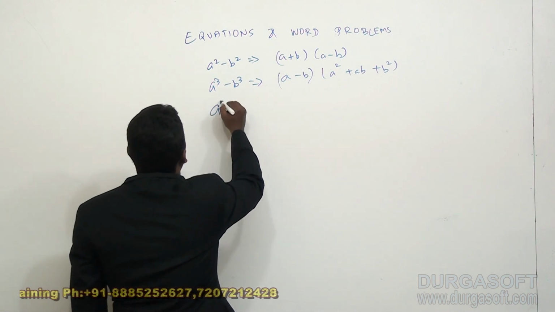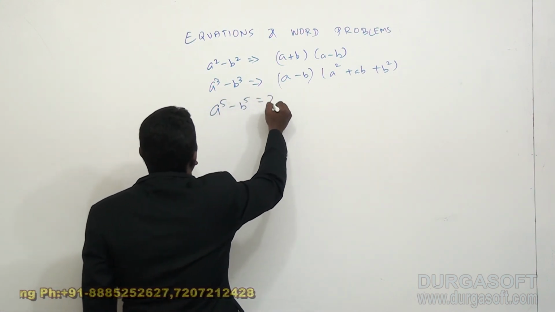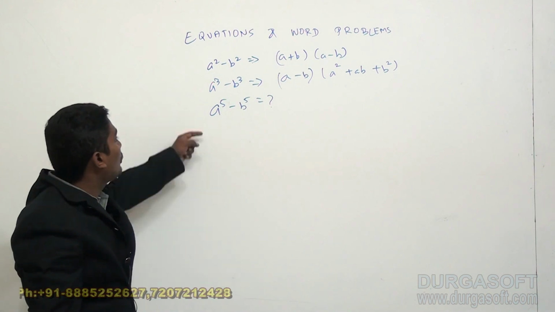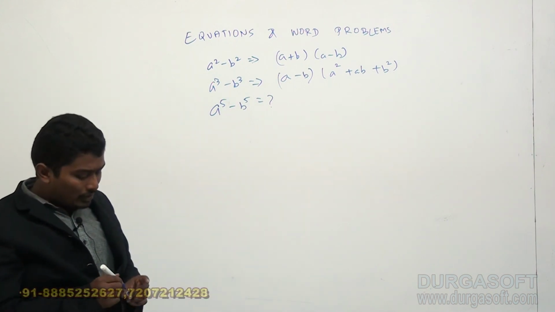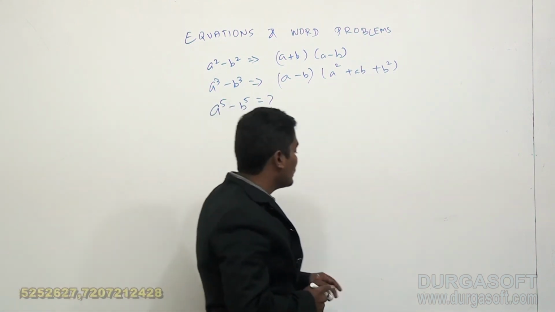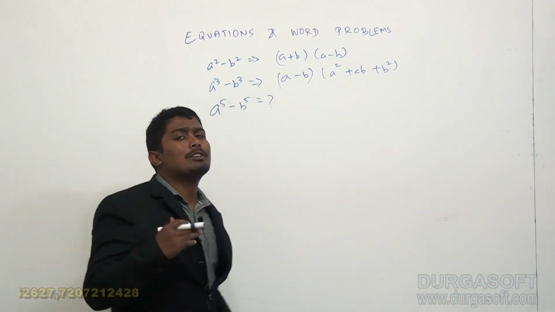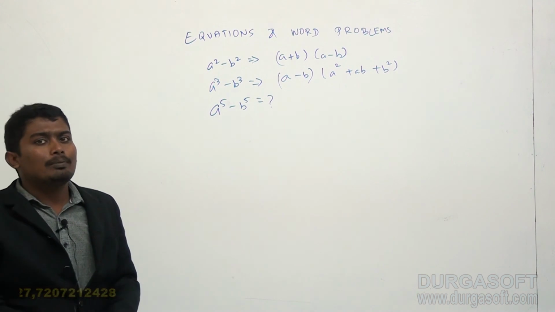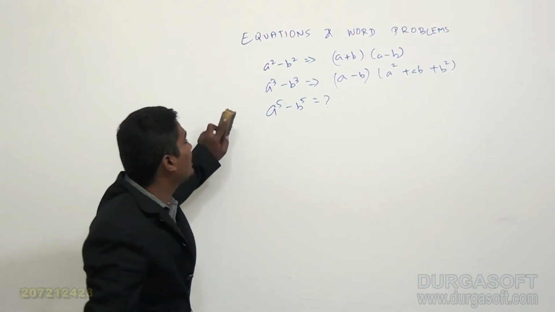How will you write a power 5 minus b power 5, or a power 4 minus b power 4? So the problem becomes a bit complex. To solve this, we will be using a similar method. Last time we used Pascal triangle, we will be using a similar method here.